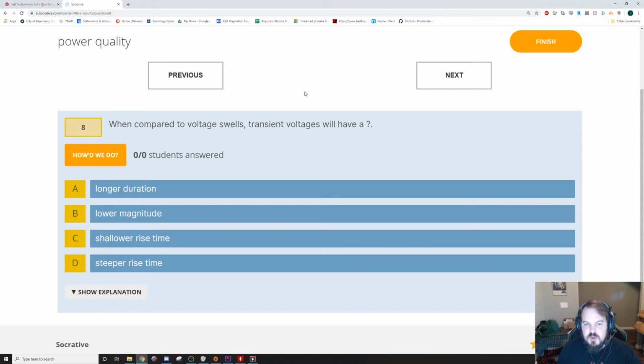Next, when compared to voltage swells, transient voltages are a couple pages back. Transient voltages are found on page 179. And a transient voltage is also known as a voltage spike. So just knowing that, a voltage swell versus a voltage spike, a spike will have a steeper rise time. That's in the second paragraph, second column. Transient voltages differ from voltage swells and voltage sags by being larger in magnitude and shorter in duration, having a steep rise time and being erratic.